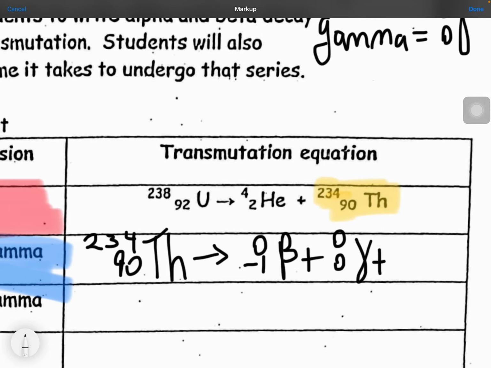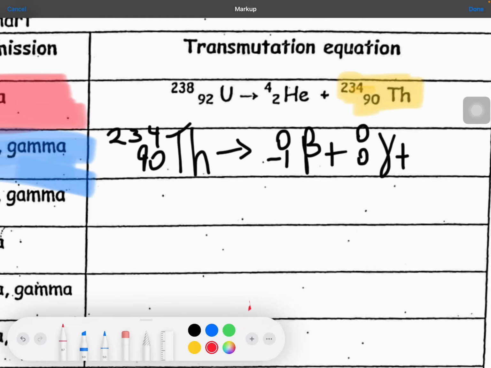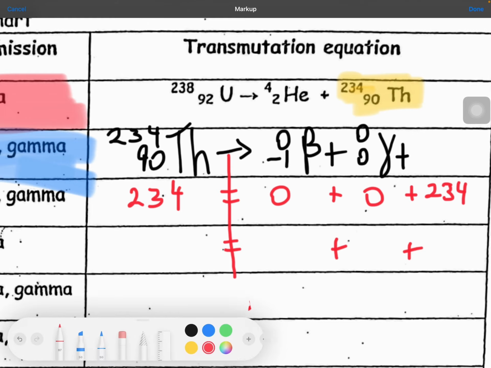And now we have to balance the equation. So I'm going to show you the work below, but I'm going to erase it once we're done because we're going to need the space. Again, first we look at mass. We want to make sure that they have an equal mass and an equal atomic number. So we have 234 is equal to 0 plus 0 plus x. So what would the mass be? 234. So we know our mass for our unknown is going to be 234.